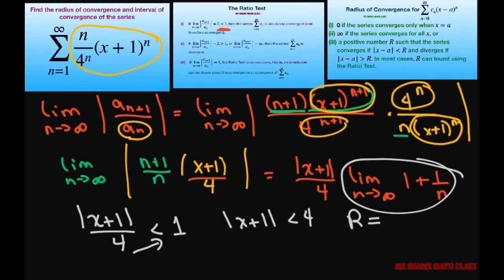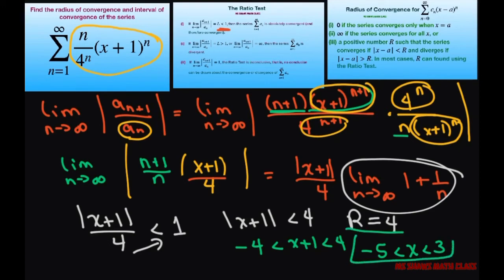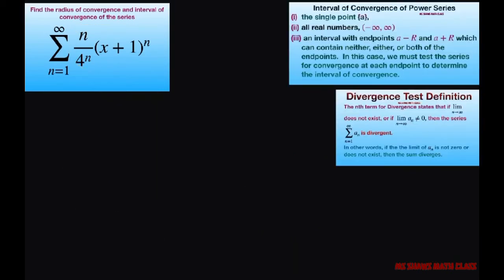So our r, our radius of convergence, is 4, if and only if we have negative 4 is less than x plus 1 is less than 4. So when you subtract 1 from both sides, we get negative 5 is less than x is less than 3. So basically, this has to be our radius of convergence. And now we have to test our endpoints here. We're testing our endpoints so we can get the interval of convergence.